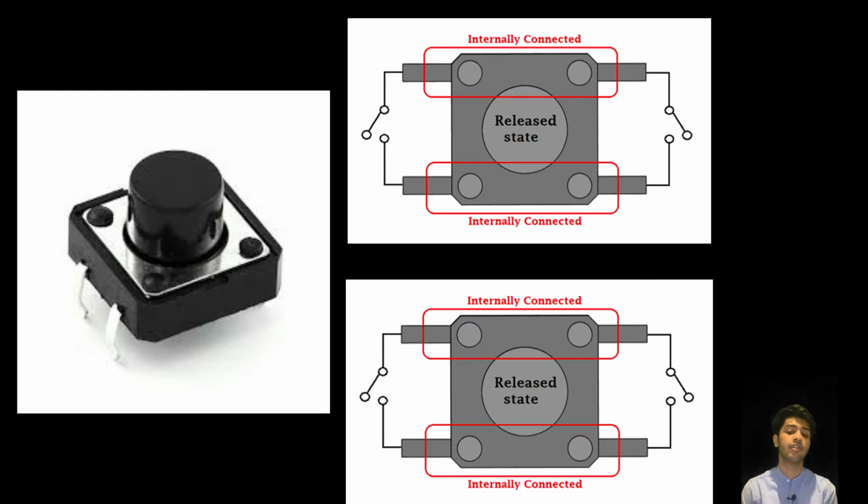When it is in the release state, that means when it is not pressed, the two pairs of connections are made. So 1 and 2, and 3 and 4 are internally connected, so they are common. In the press state, when you actually press the push button, 1 and 3 get common and 2 and 4 get common. So all the four terminals get connected to one another and the current flows through the circuit. We're going to use the digitalRead function in the Arduino IDE and program it to whatever our application requires.